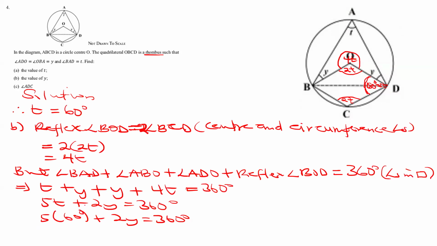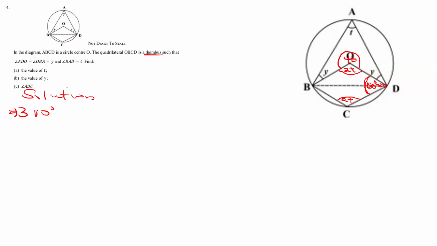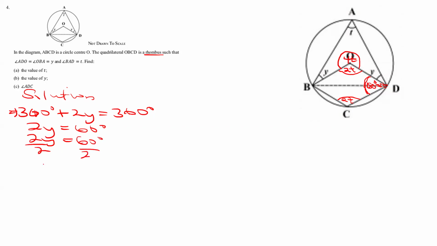Now you are going to get plus 2y. So 300 plus 2y is equal to 360 degrees. So at this point you get 2y to be equal to 360 minus 300. So that will give us 60 degrees. You write it again before you divide: 60 degrees over 2, over 2. So therefore, y will be equal to 30 degrees. All correct.